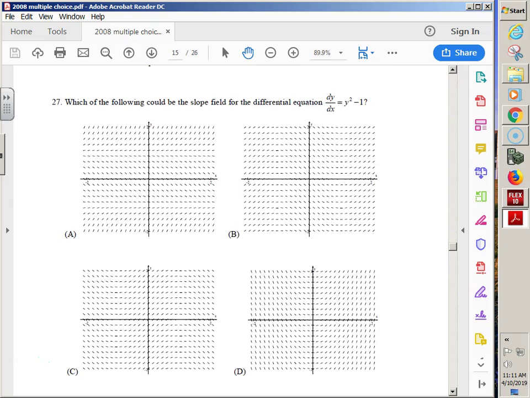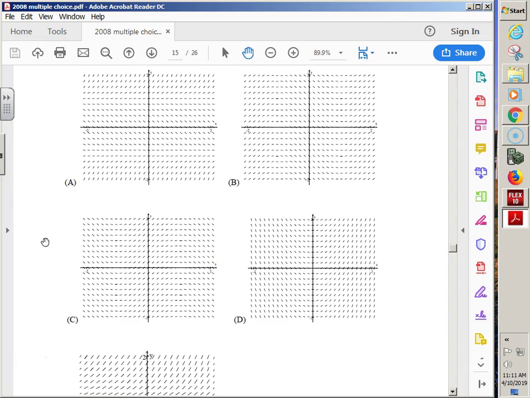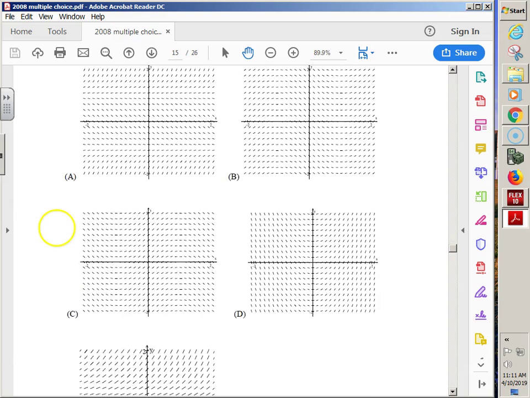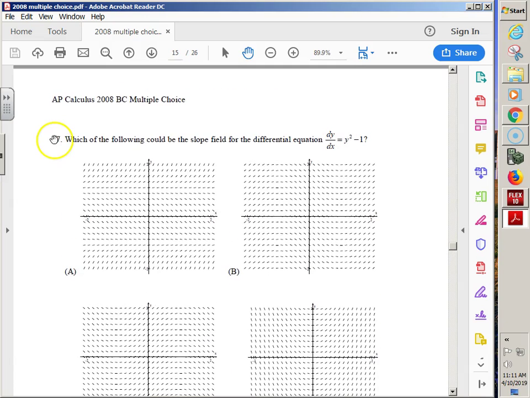And then y squared minus 1. Well, if y was 1 or negative 1, I should have horizontal tangents, right? Because then the slope would be 0. So I see horizontal tangents seemingly at a positive and negative. This is 2, so 1 would be half. Yeah, no, only A makes sense, right? Because a horizontal tangent at negative 1 and a horizontal tangent at positive 1 only works for A.